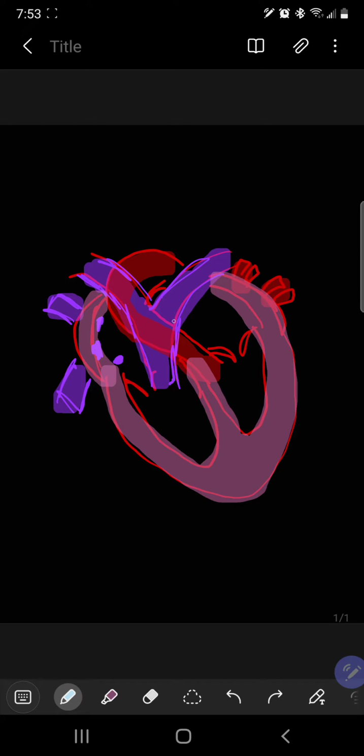And then blood comes back to the left atrium, and then between the left atrium and the left ventricle, you have the mitral valve, and then from the left ventricle into the aorta, you have the aortic valve.